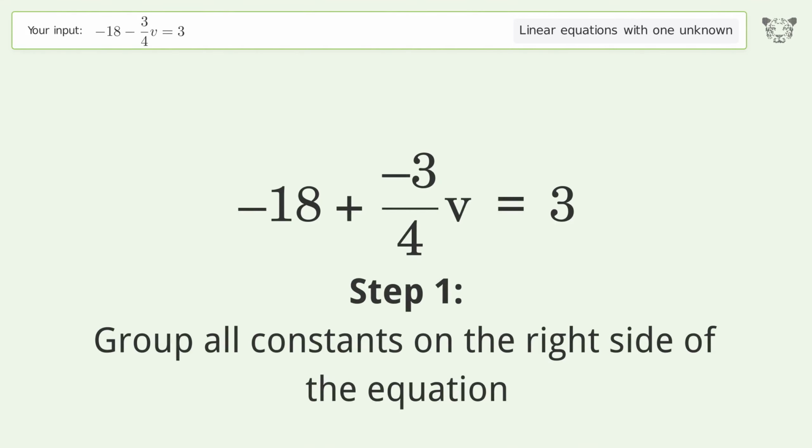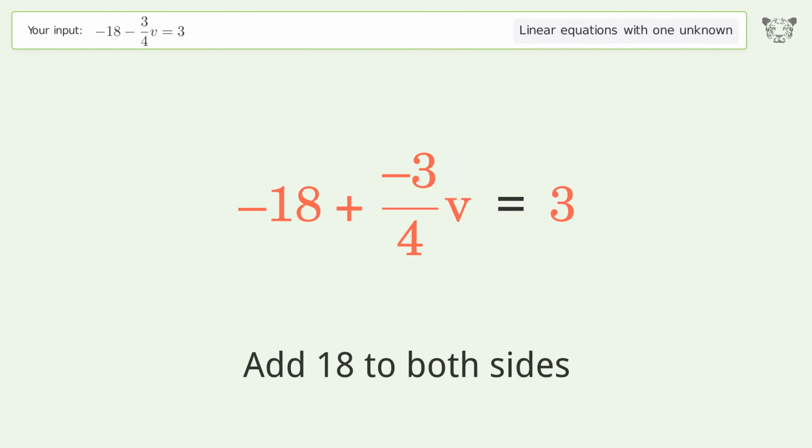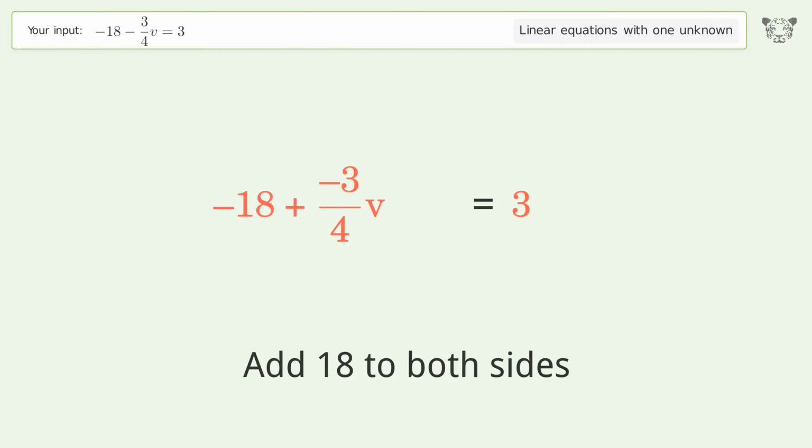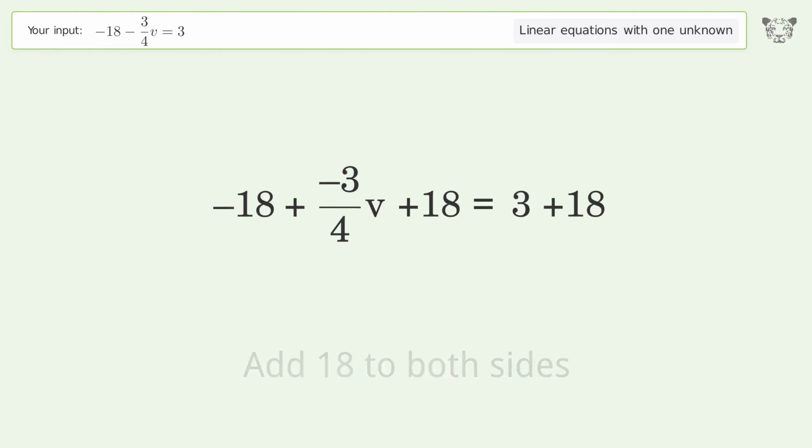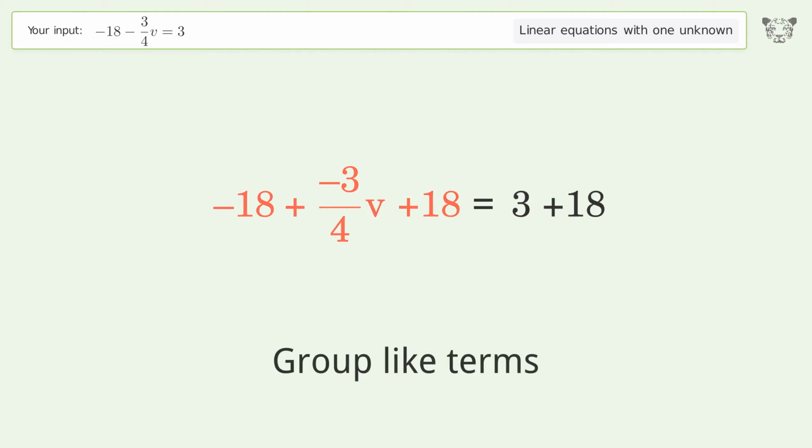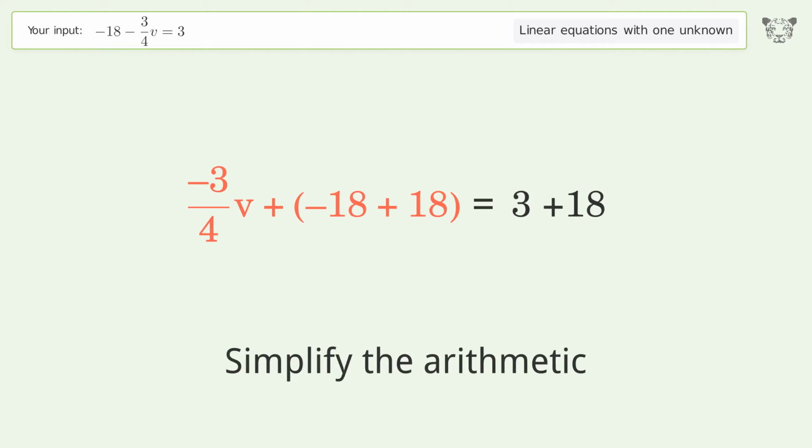Group all constants on the right side of the equation. Add 18 to both sides. Group like terms. Simplify the arithmetic.